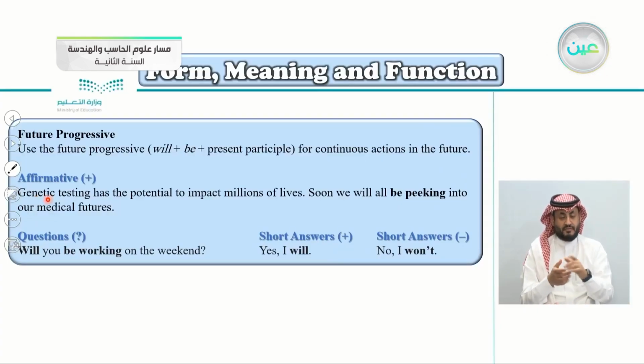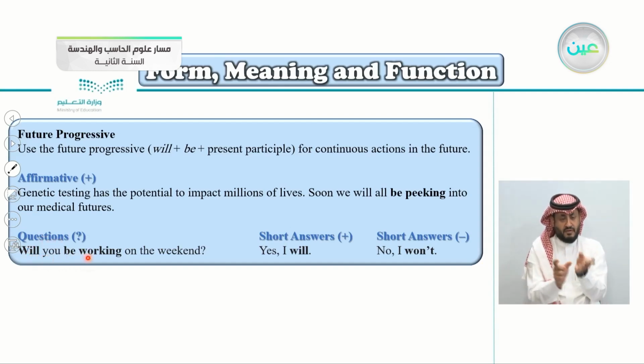Let's take some examples just to make it clear. Affirmative examples here. Genetic testing has the potential to impact millions of lives. Soon we will all be peeking into our medical futures. We will, this is will here, will be, this is be here, and the present participle peeking, and notice here the ing. So this will happen in the future. We will be peeking into our medical futures.